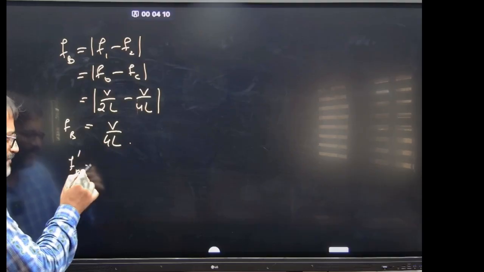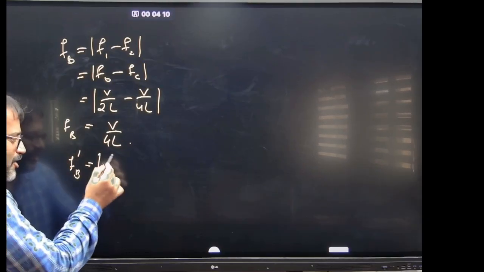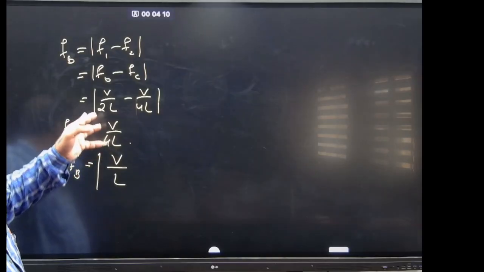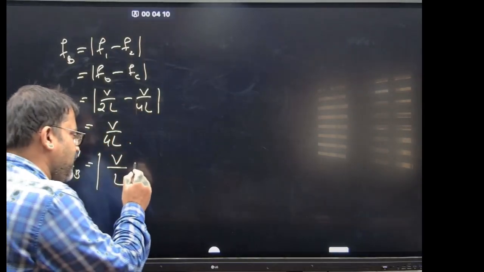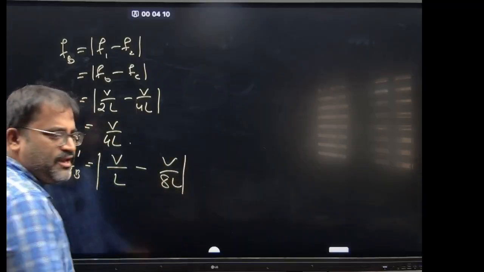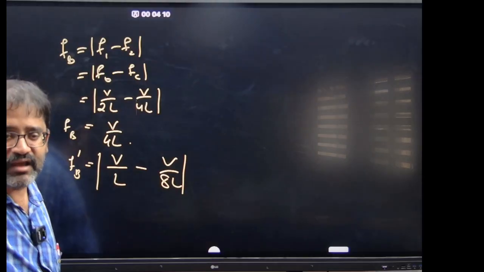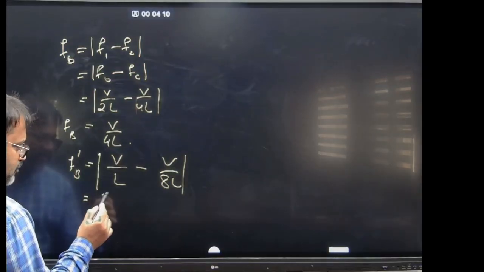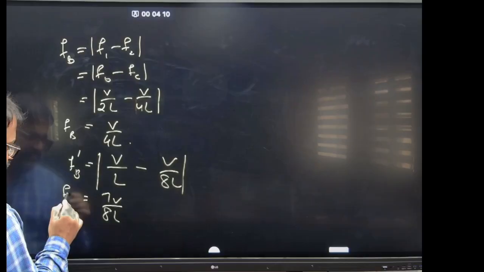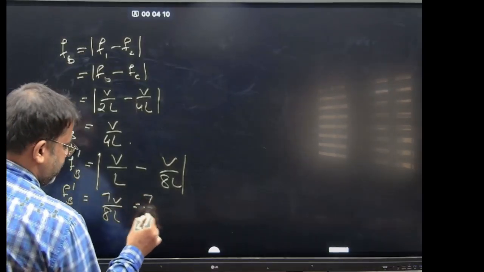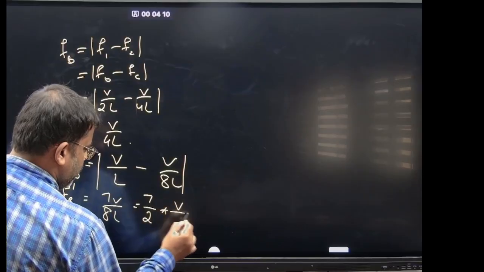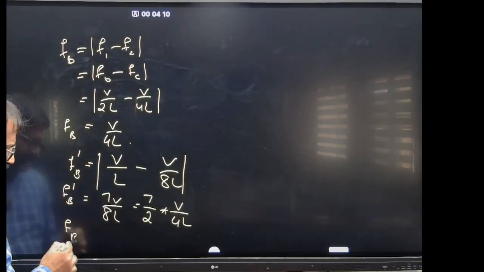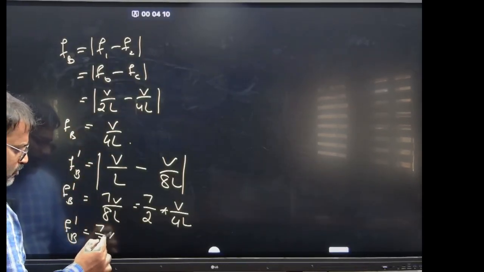So what is FB prime? FB prime is equal to mod of V divided by L. Why is it V divided by L? Because it is L by 2L, 2 gets cancelled. Correct. Minus V by 8L. Why is it 8L? Because it is V divided by 4 into 2L, double. So therefore it is 8L. Then this is nothing but 7V by 8L. So FB prime is equal to 7V by 8L, which I can write as 7 by 2 into V by 4L. And what is V by 4L, children? It is FB. So that means FB prime is equal to 7 by 2 into FB.